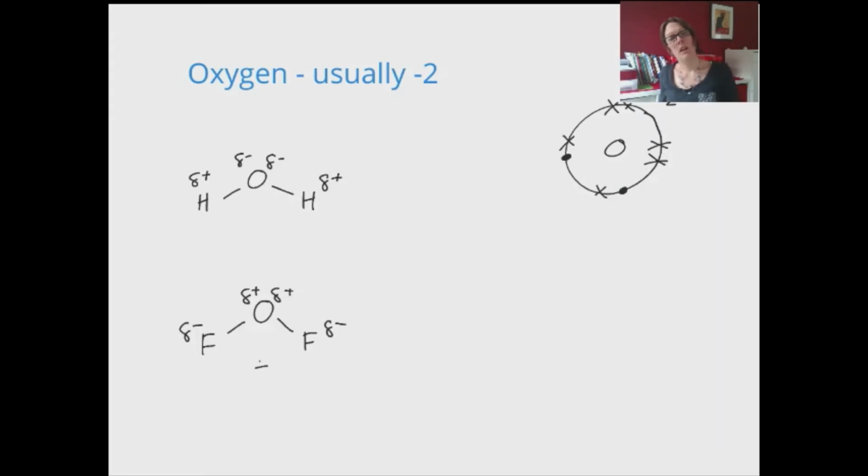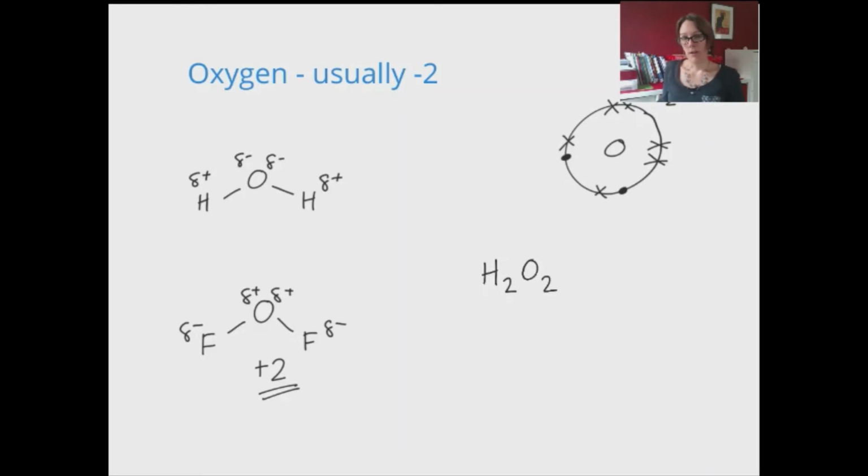So, oxygen bonding to fluorine, fluorine remains the most electronegative. So fluorine has to be -1, which means oxygen has to be +2 in order to balance the oxidation states. Another way of looking at that is if we were to break those covalent bonds, the fluorine would be the one that ends up with the electrons, and the oxygen would lose both of those electrons. So we're imagining what would happen if we broke the bond and ions were to form.